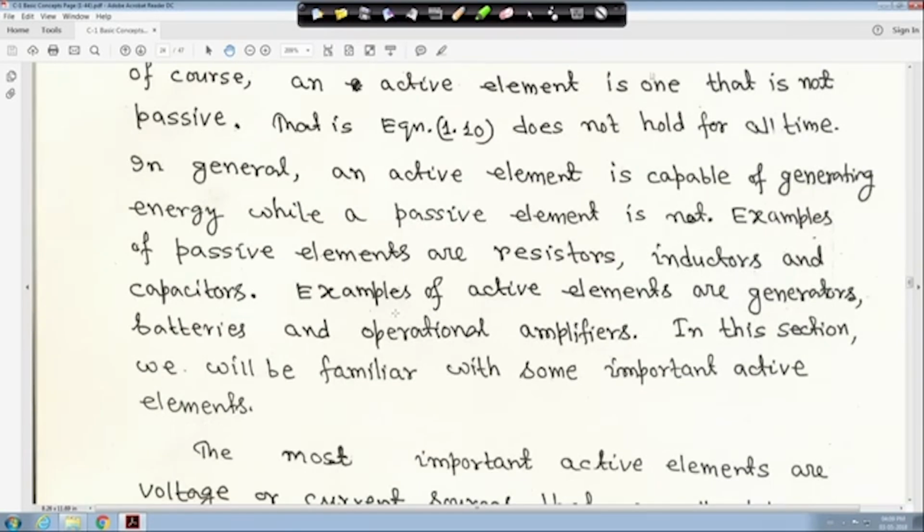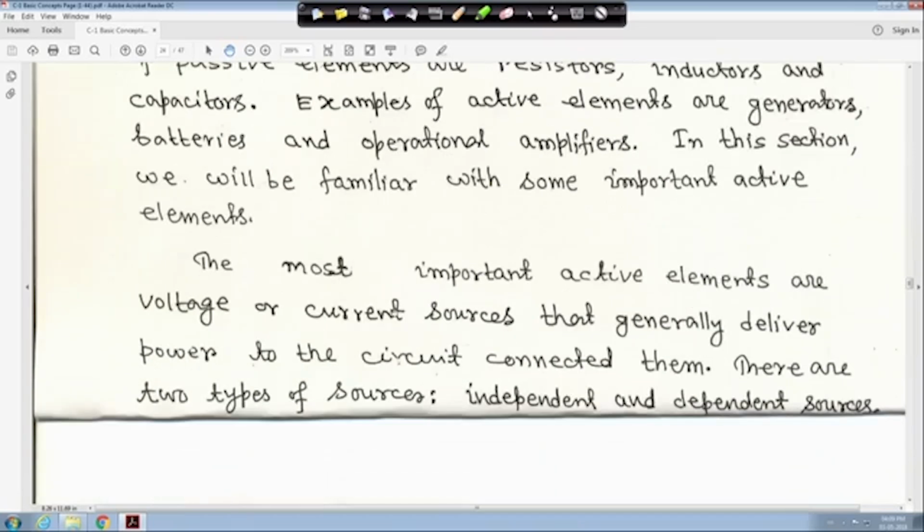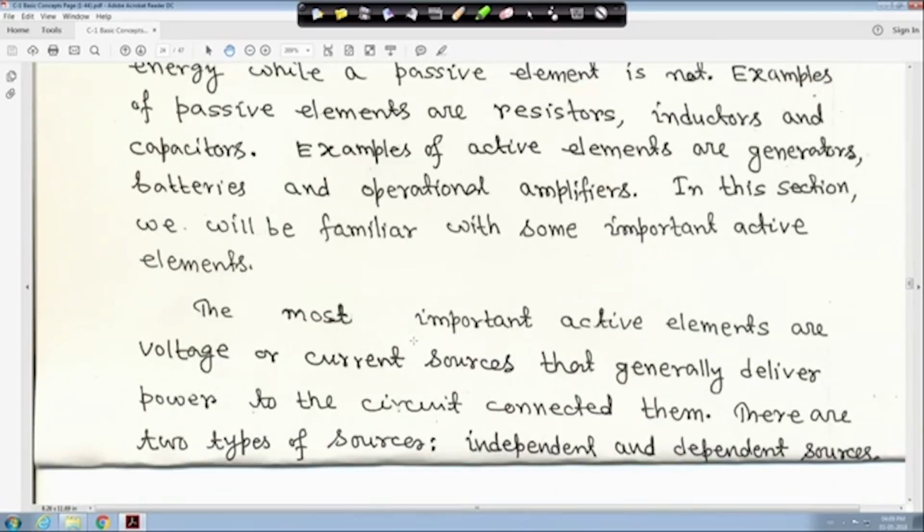So, in this section we will become familiar with some of the important active elements. The most important active elements are voltage or current sources, right. They generally deliver power to the circuit connected to them, either voltage source or current source.